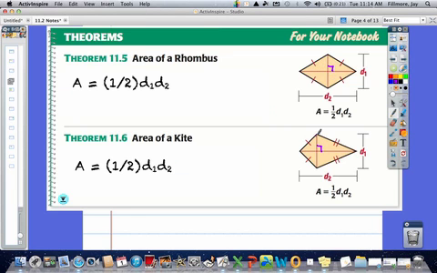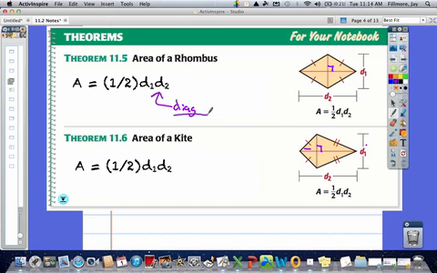1/2 times one diameter times the other. And your diameters can be labeled inside, like the red lines, or outside, like the black lines. So you'll see them labeled in a couple of different ways. For both of these shapes, the area equals 1/2 times diagonal 1 times diagonal 2. D is representing diagonal.